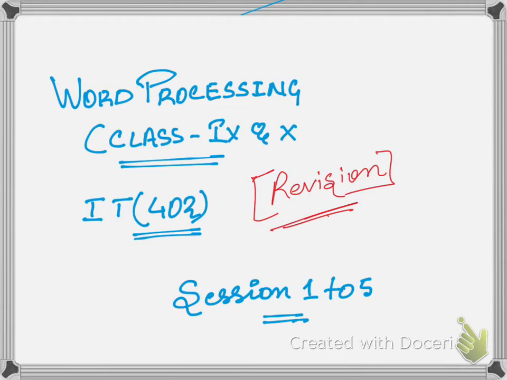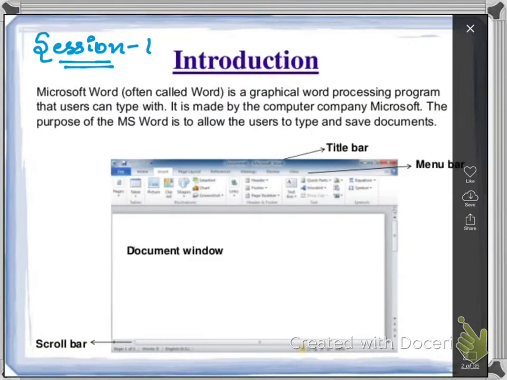We'll discuss today session number 1 to 5. So, in session 1, we will learn briefly about what is Microsoft Word. As you all know, Microsoft Word is a word processing software. Now, what is the meaning of word processing? It is a process by which different text can be processed to make meaningful information.